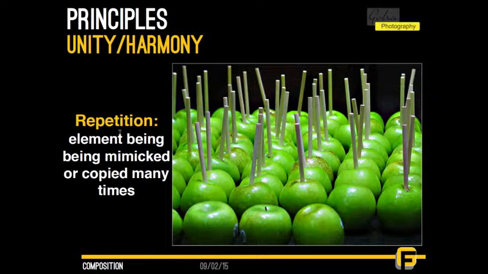Repetition is what? An element being mimicked or copied many times. This is the opposite of similarity. Here you put items that look like they are copied. They are repeating. They are apple with a stick inside. Apple with a stick. So it's not like I have apple, orange, strawberry and sticks. It's all apple and they are all green apples. But to break the repetition, maybe there are some left and right, which is not a big deal like in the repetition.